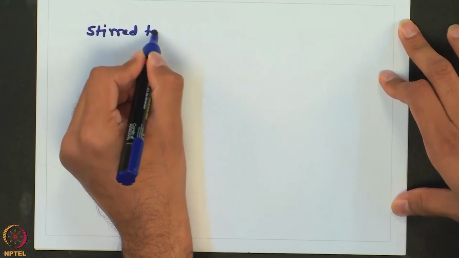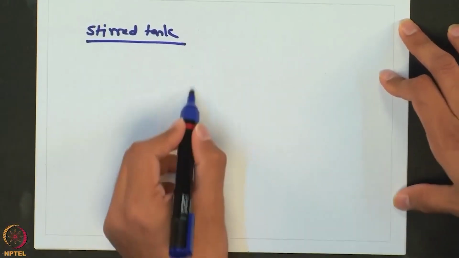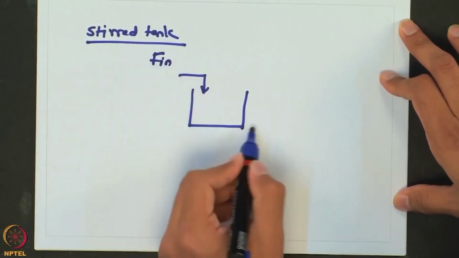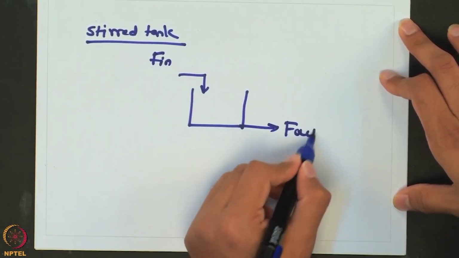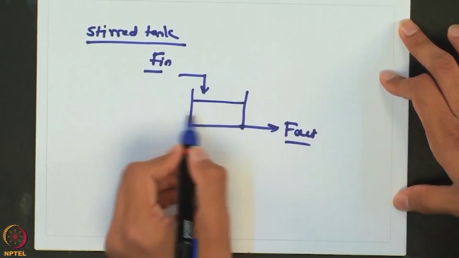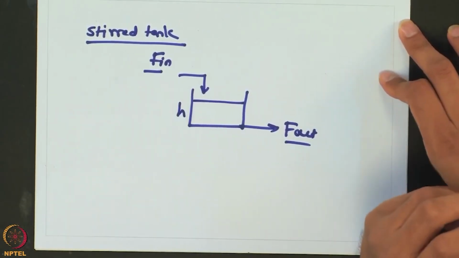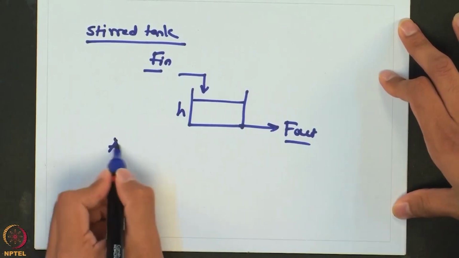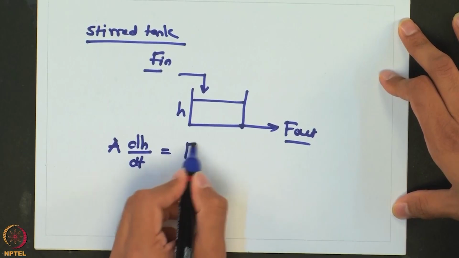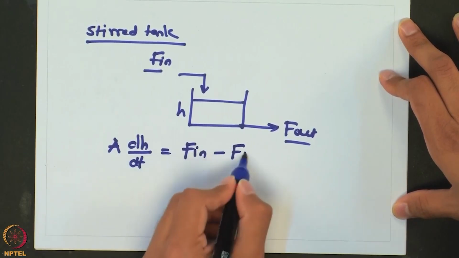So, let us look at an example of a stirred tank, and here we are saying that there is some input and some output in this process. You have some level in the tank, and then we have written the dynamic equation for this as A dH over dt is equal to F in minus F out.